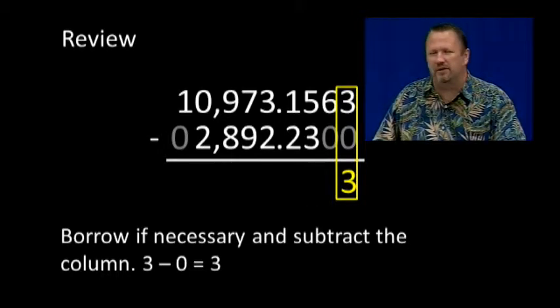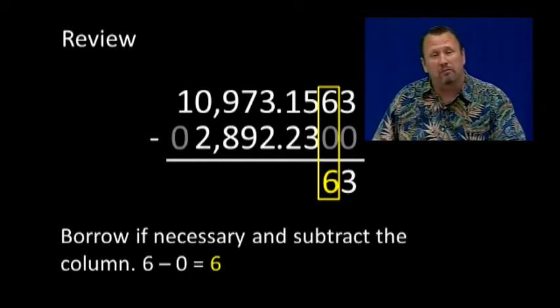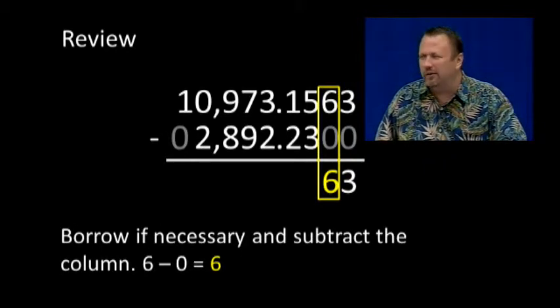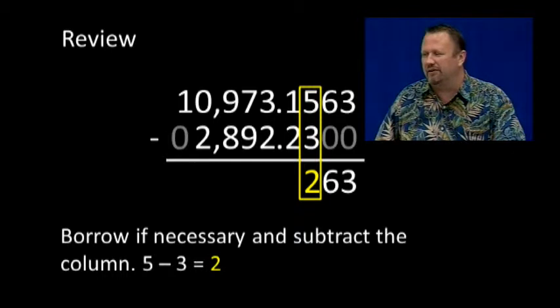3 minus 0 is equal to 3. We move to the next column, and we can borrow if necessary. We don't need to here. 6 minus 0 is equal to 6. We move to the next column. We borrow if necessary, which we don't need to. 5 minus 3 is equal to 2.